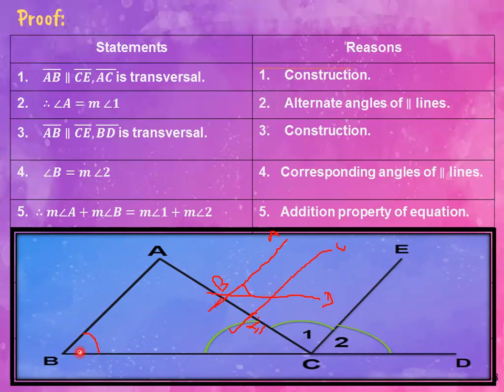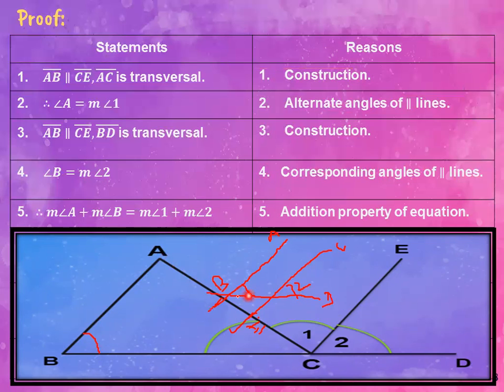Okay, I'm talking about this one. This is your angle B. And which one is your angle 2? This one, on this side, between C and D. So this is your angle 2. As you can see here, one is interior and the other is exterior, and they are on the same side of the transversal.